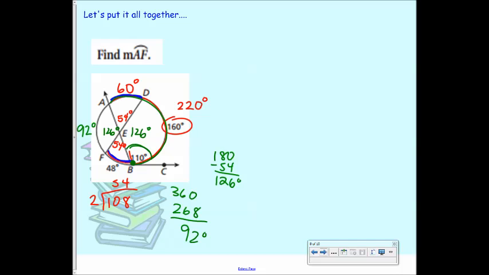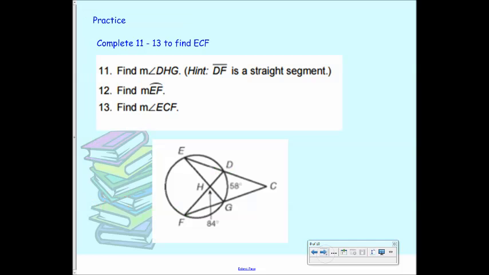Okay, so at your boards, try these before you go out. This one is 84. Right here is 84. And this one is 58. Okay, go.